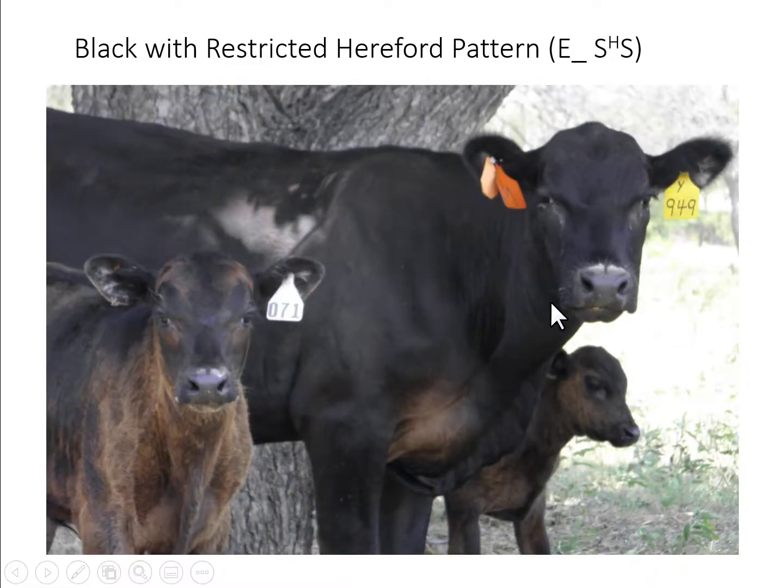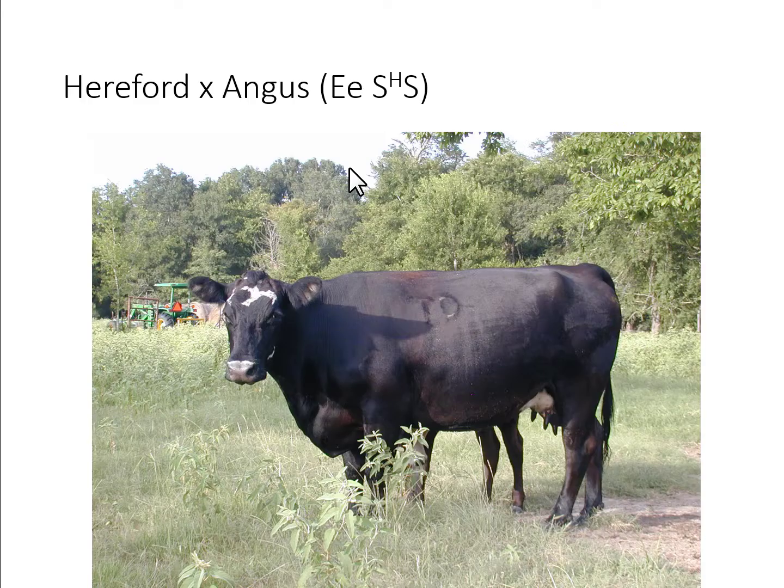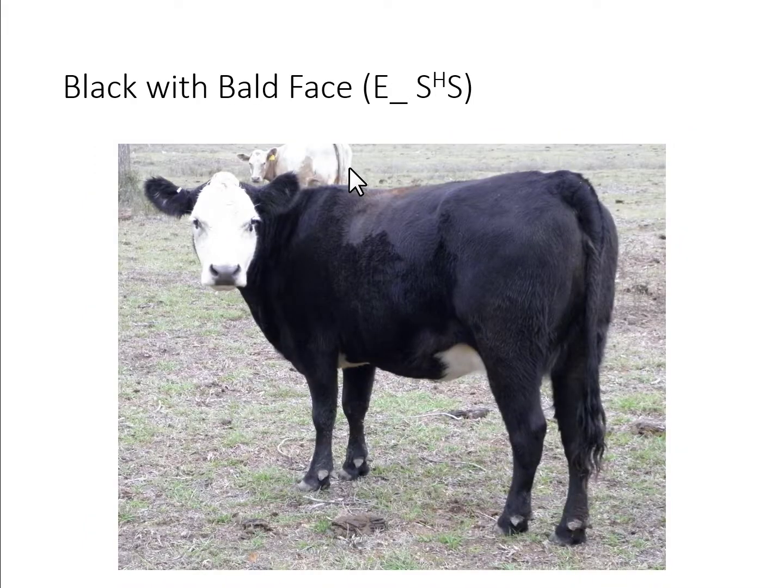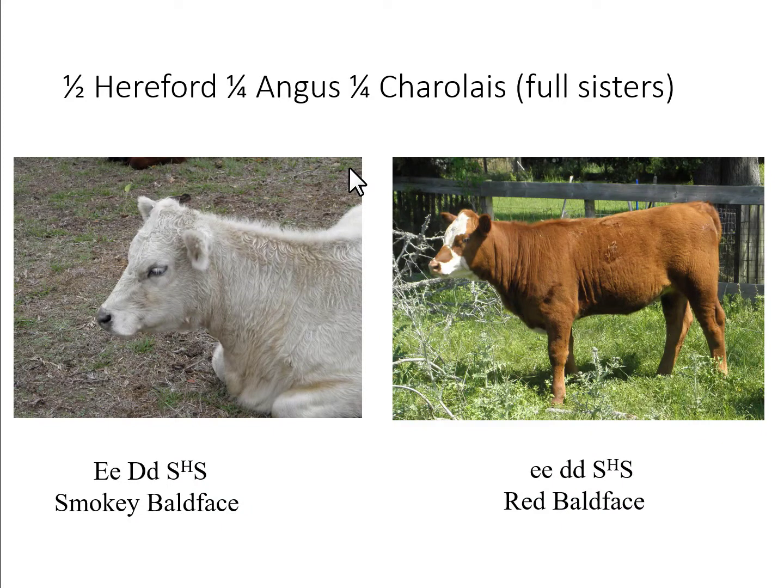Here we have a similar pattern. Here's a cow with her calf, and they have almost the exact same type of spotting on their faces. They both have the white above the nose and then on the ears. Here's another picture just showing you the variation in the amount of white on the face that you can get with a genotype like this. And then here we see another black baldy, so big E and then SHS giving us the bald face.